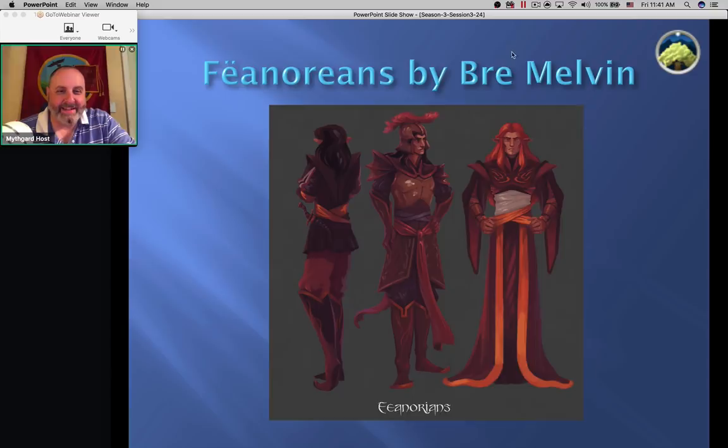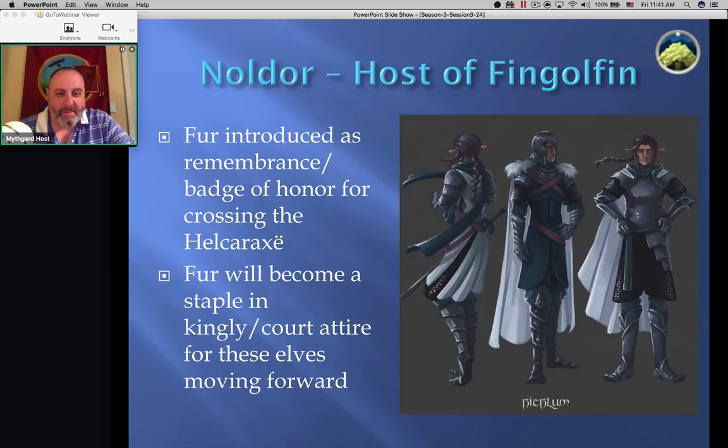All right. The host of Fingolfin. So, thinking back to what you were saying about metals here, we have mostly coppery metals with the Feanorians. With the host of Fingolfin, you have more gray. So that would be more of the shiny steel? Yeah.